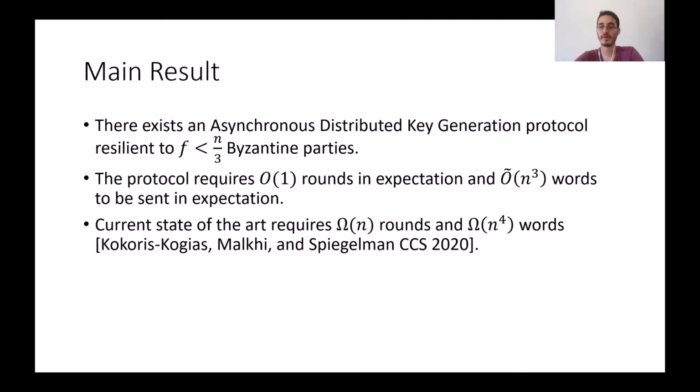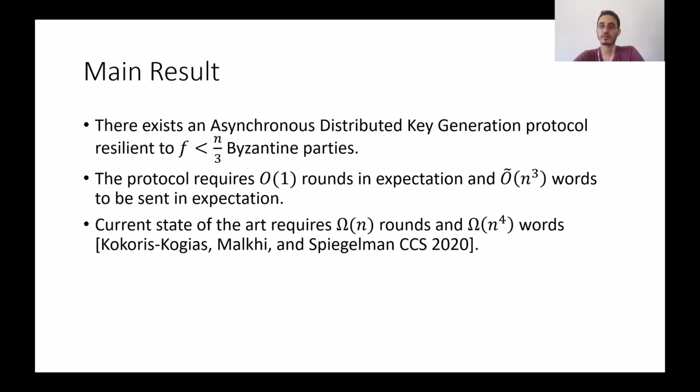The main result of our paper is an asynchronous distributed key generation protocol, which is resilient to fewer than n/3 Byzantine parties. The protocol requires a constant number of rounds in expectation and a quasi-cubic number of words to be sent in expectation. In this case, on the order of n cubed log n.